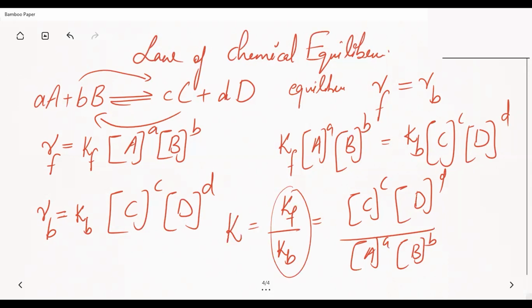This is called what? Equilibrium constant. Equilibrium constant K is equal to this expression. This is called the law of chemical equilibrium.